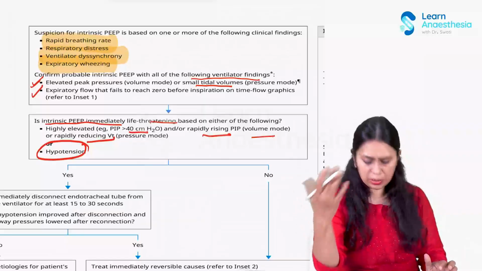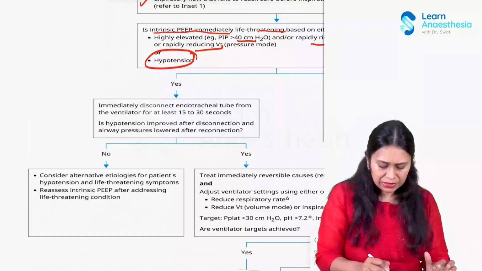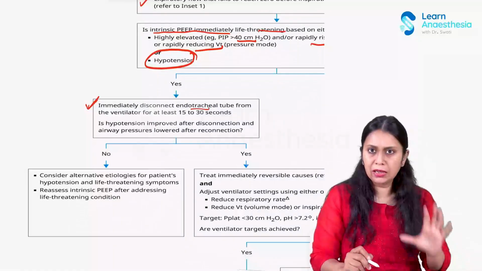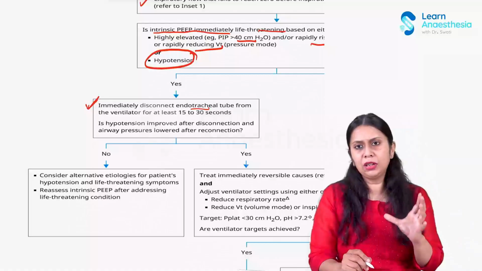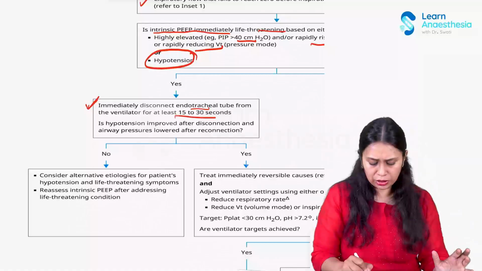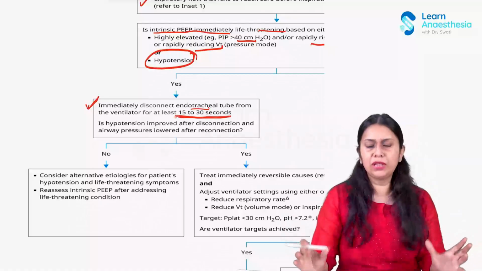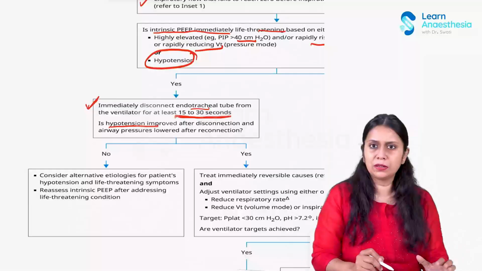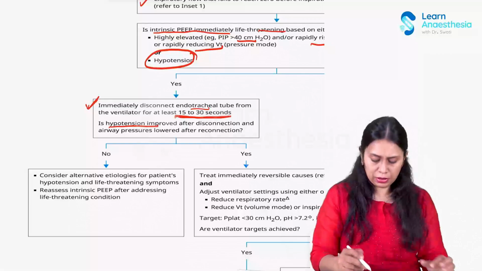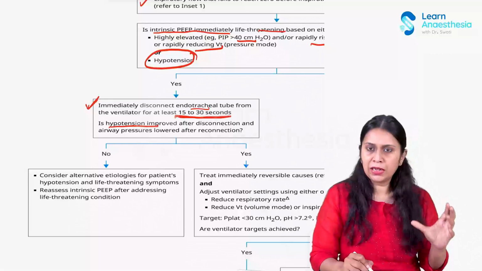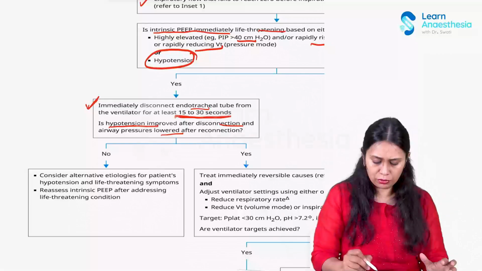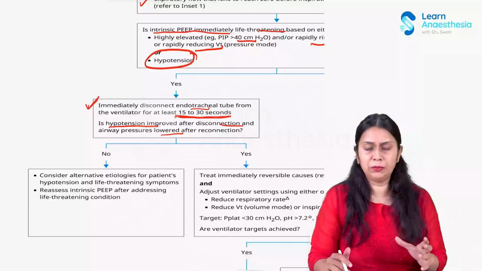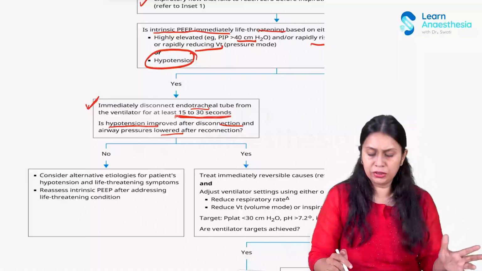Or the patient develops hypotension. What do we do? We immediately disconnect the ventilator from the endotracheal tube, and we keep it disconnected for 15 to 30 seconds. This will remove that intrinsic PEEP. If hypotension improves when we do this maneuver, and the airway pressure lowers after reconnection, then definitely it was intrinsic PEEP, and it was life-threatening intrinsic PEEP.